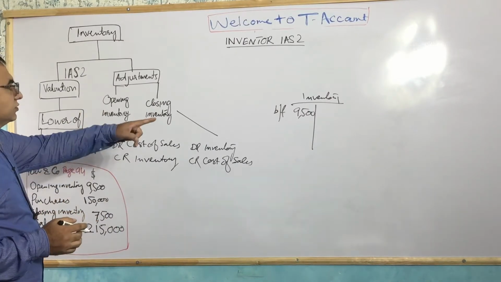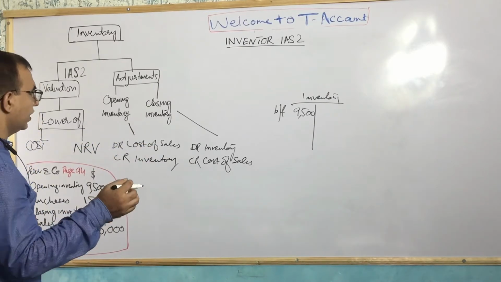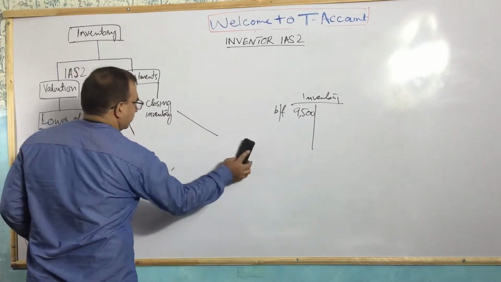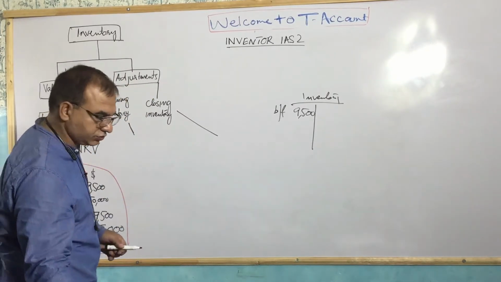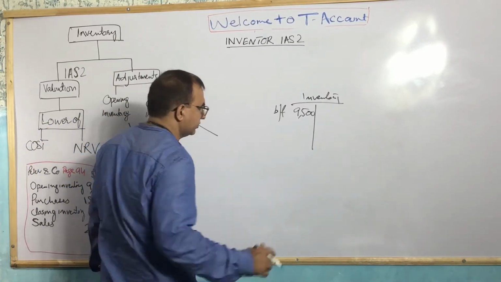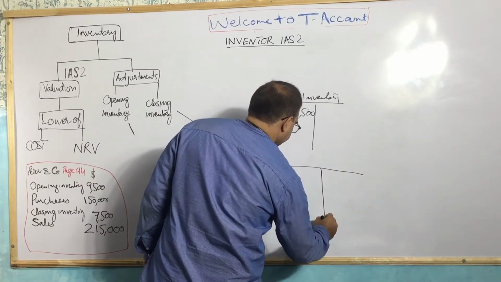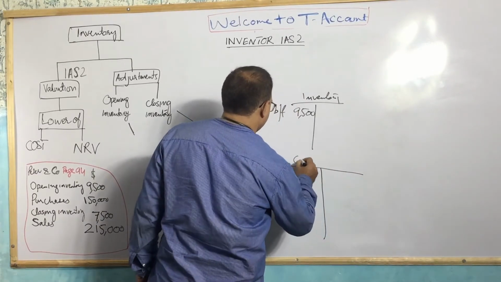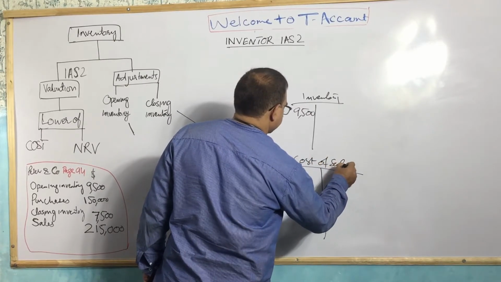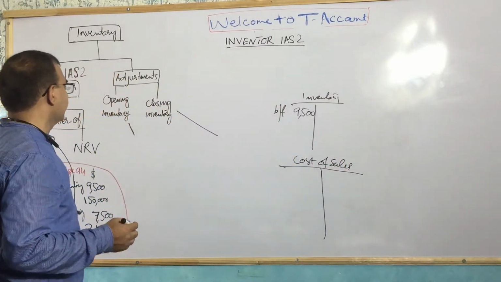Then we'll pass this entry and that entry. And when we pass this entry, to transfer it to cost of sales, we'll prepare the cost of sales ledger as well. This is for your understanding only, otherwise they are not asking for this and you don't need it. But understanding is very important.